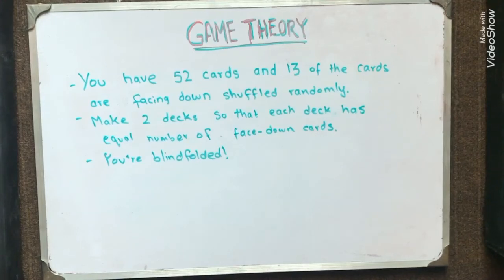You've got 52 cards and 13 of the cards are facing down, shuffled randomly, and you've got to make 2 decks so that each deck has an equal number of face down cards, and you're blindfolded. You've got to assume that you cannot see the cards. Now let me first of all explain what face down or face up means.